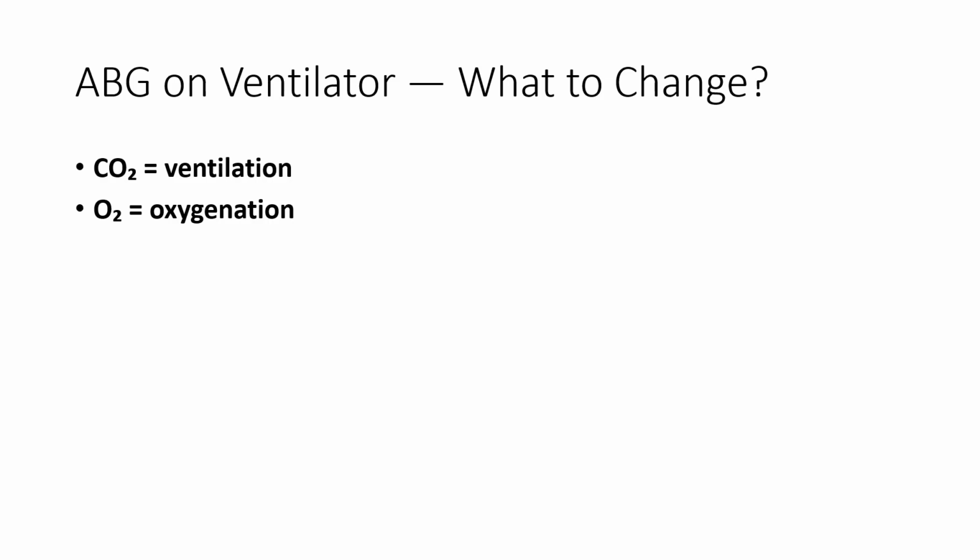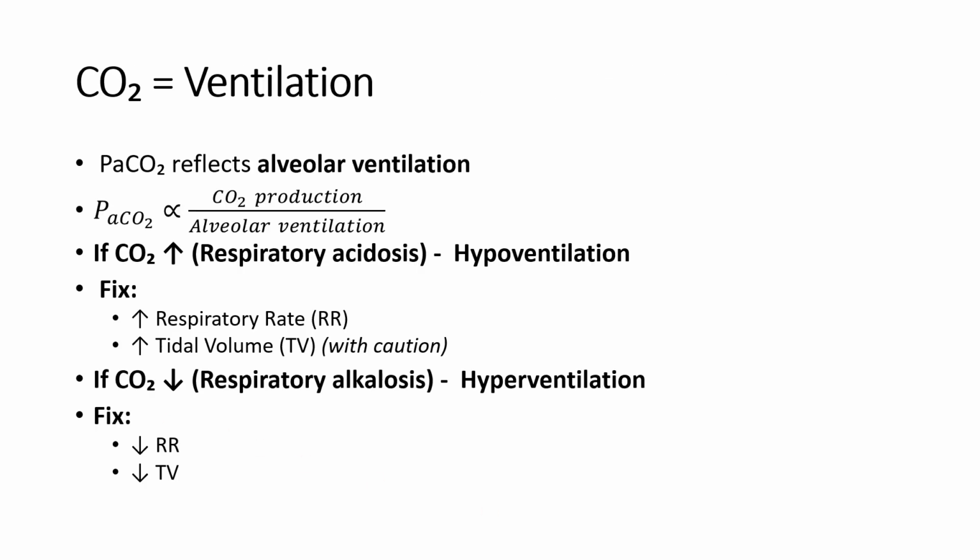Now a little bit about ABG and ventilator, what to change when. If you see an ABG of a ventilated patient who is on invasive ventilator support, the CO2 is a proxy indicator of ventilation and O2 is a proxy indicator of oxygenation. So CO2 basically is reflecting the alveolar ventilation. PaCO2 is proportional to the CO2 that is being produced in the body divided by alveolar ventilation. If CO2 is high, that is indicating that there is hypoventilation.